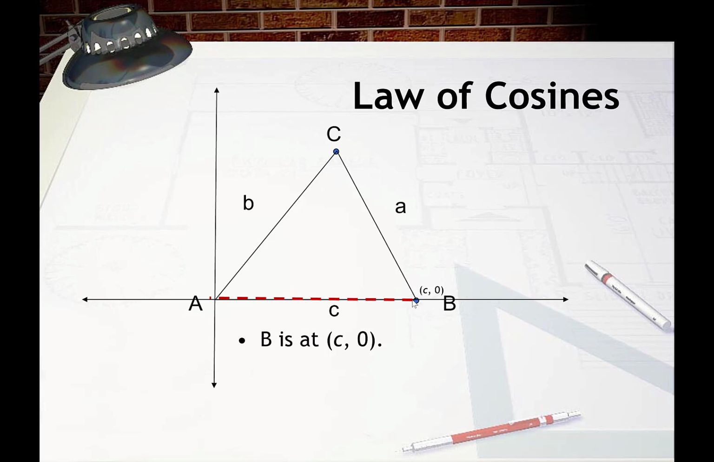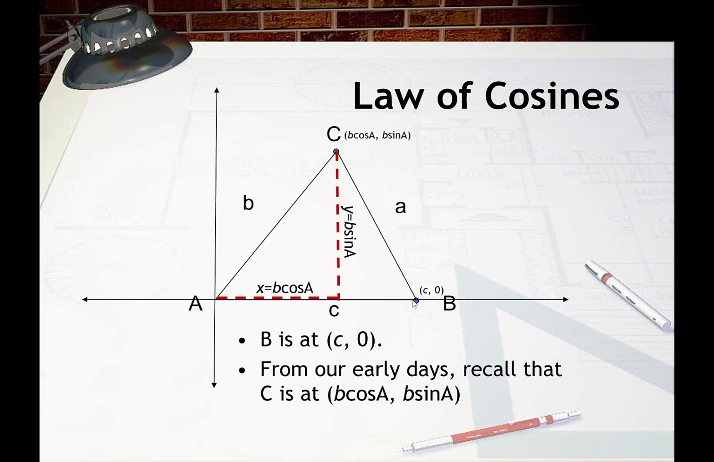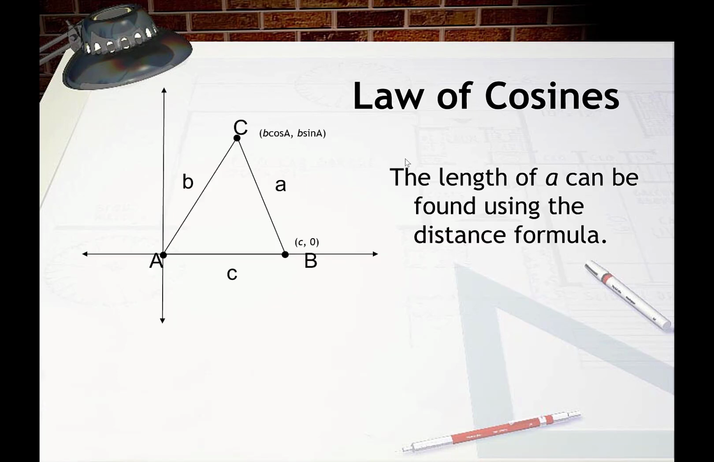We can also build a right triangle using, we talked about altitudes. If we build an altitude up to C, we see that we have a right triangle, and using our trig functions, we can recall that our x value will be b times cosine A, because of our angle A and our hypotenuse b, and our y value will be b sine A. So that gives us this point up here, b cosine A, b sine A. And we can use those 2 points along with the distance formula to find the length of a.